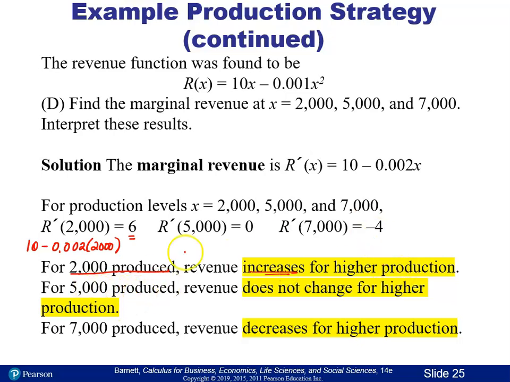At 5,000 being produced, it equals 0. Okay, so 0 is neither increasing nor decreasing. It's saying at 5,000 units, the revenue is not changing for higher production. So to produce more is not going to generate more revenue. And at 7,000 being produced, the marginal revenue is negative, which means that there's actually a decrease in the revenue for higher production. So the amount of revenue that we're getting is decreasing per item if we were to try to go beyond this 7,000. So at the point of 7,000, we're actually having a decrease in our revenue.